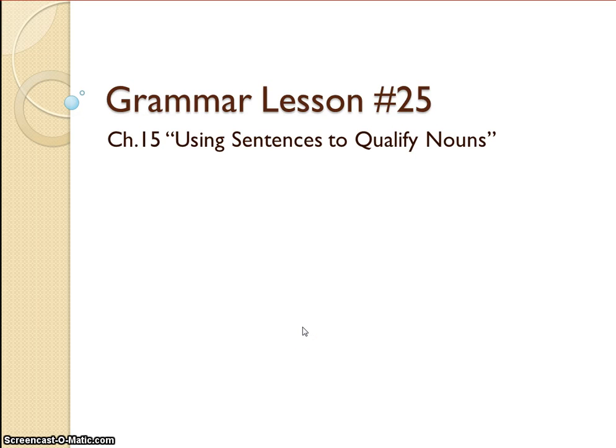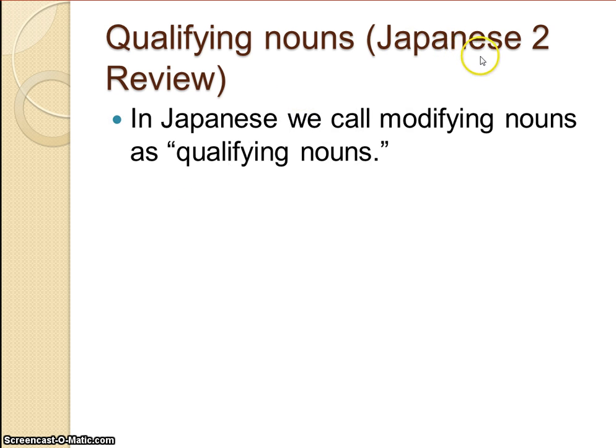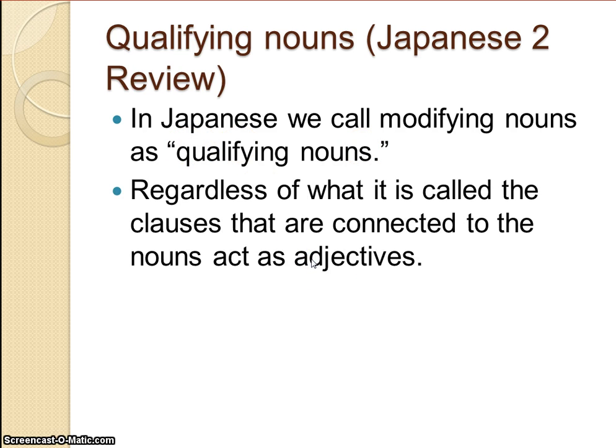Okay, this is grammar lesson number 25 from chapter 15. Use these sentences to qualify nouns. Let's do a quick review from Japanese 2. Japanese 2 students were just doing this. In Japanese, we call modifying nouns qualifying nouns. So we just did this with Japanese 2.